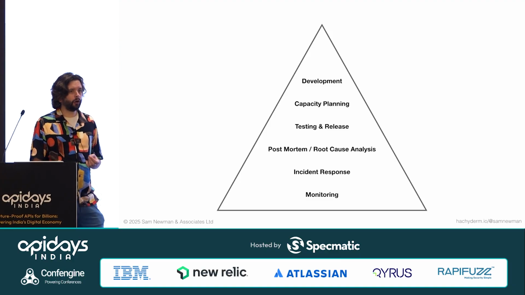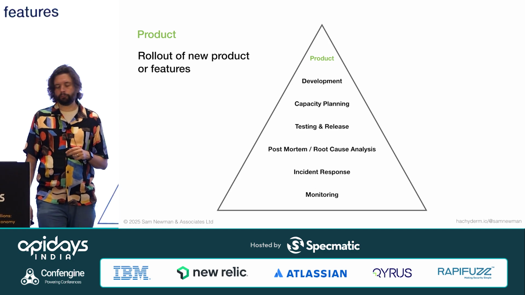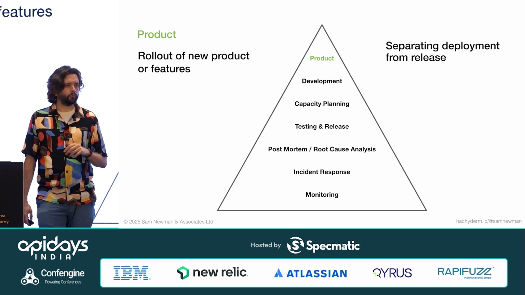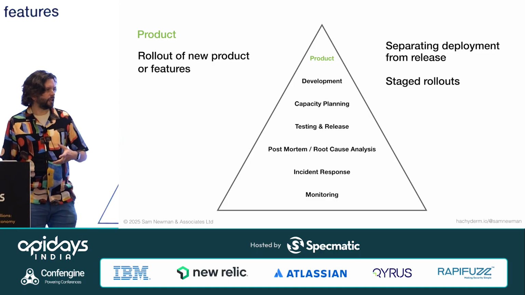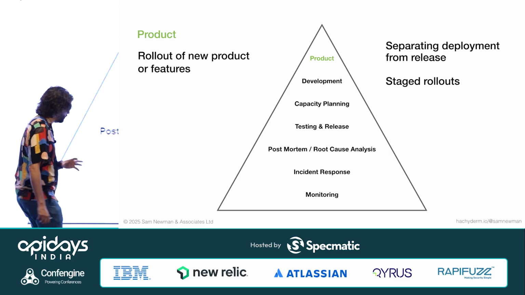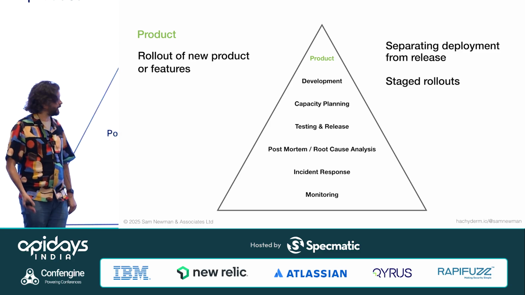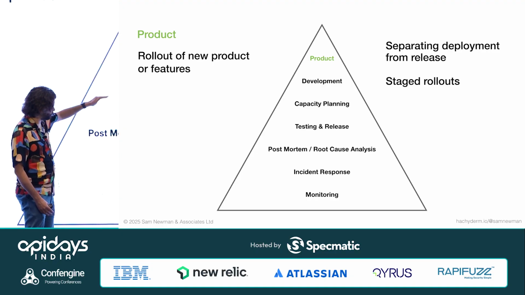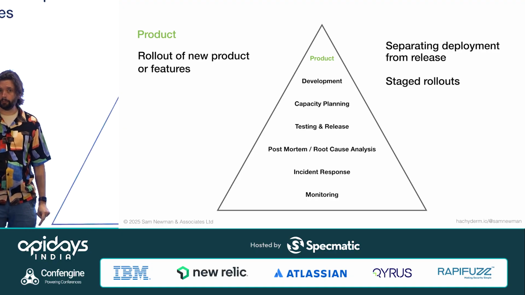And then finally at the top, we've got product. And this is where we start thinking about how we control the rollout of new product features. So basic concepts like separating deployment from release or staged rollouts. Now again, the purpose is not that I do everything here before I do this. This is more to help us understand if I'm focusing my time up here and I've not got any of this in place, then I'm going to be missing some important building blocks.